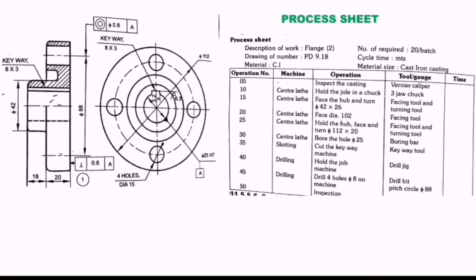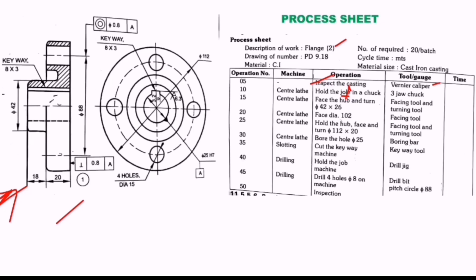Let's see how the process sheet is indicated for this flange. First of all, inspect the casting with vernier calipers. Whatever this part of the flange is, inspect this flange with the vernier calipers. Next, hold the job in a chuck.